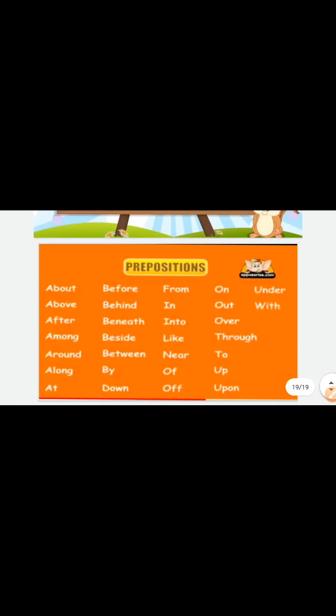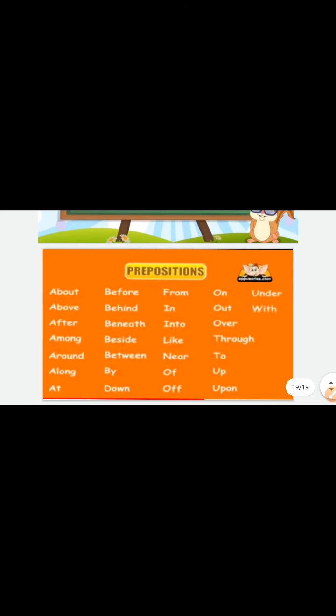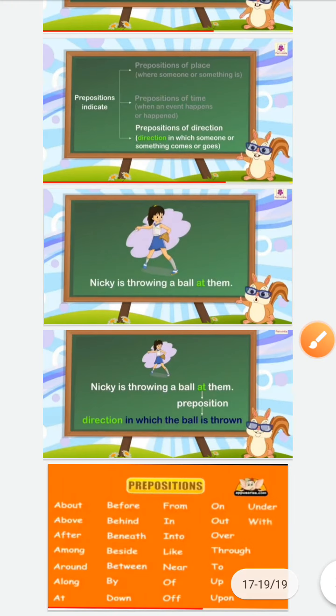Here are a few examples of prepositions: about, above, after, among, around, along, at, before, behind, beneath, beside, between, by, down, from, in, into, like, near, off, on, out, over, through, to, up, upon, under, and with. So these are a few prepositions which we use in our regular days in the English language to show the relation.